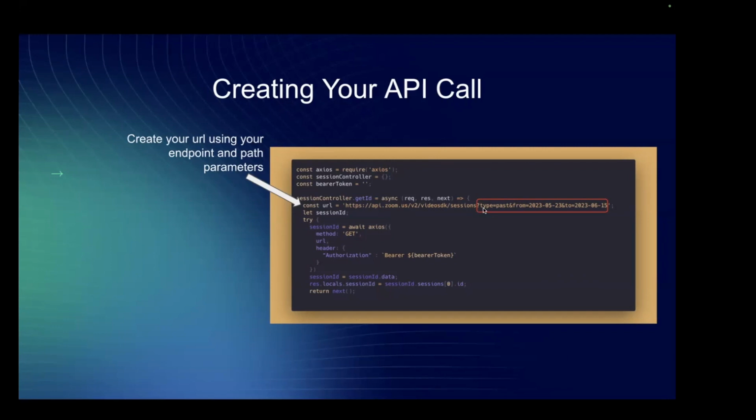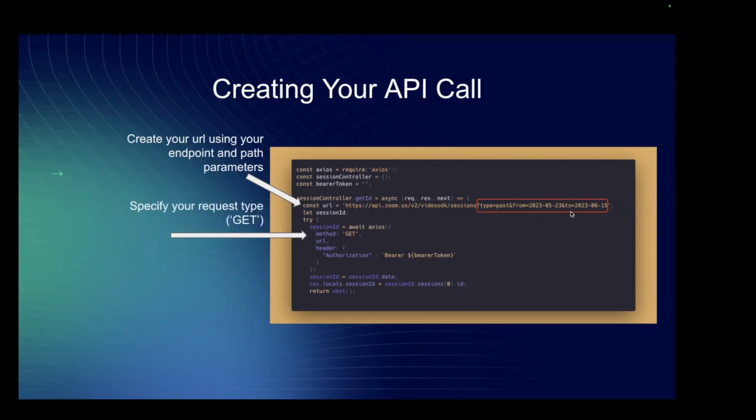So we're going to see that we're specifying the type of sessions we want to look at, which are past sessions. So using the type keyword, we set it to past. Additionally, we're looking at data that's coming from May 23rd to June 15th. Now I specified that following this specific format. We have year, month, date, and year, month, date. We have our from keyword beginning and our to keyword for the end of the range of data.